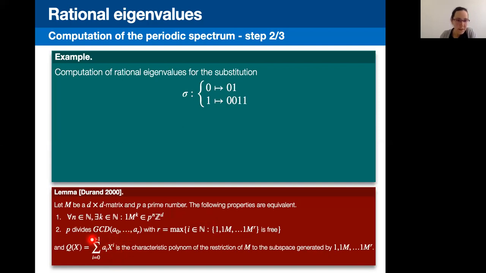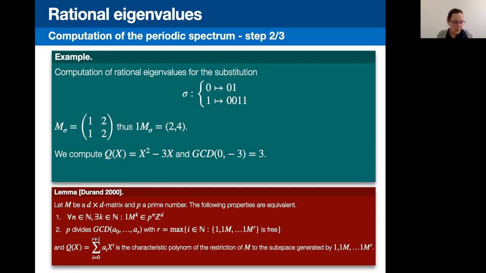We just forget the r plus one coefficient. So in our case, we will take the matrix M and we will check what is the greatest r such that this base is free. We will have that 1 times M sigma equals this vector. So we have 1 and 1M is a free base. And the space is of size 2, so it's not necessary to go further.